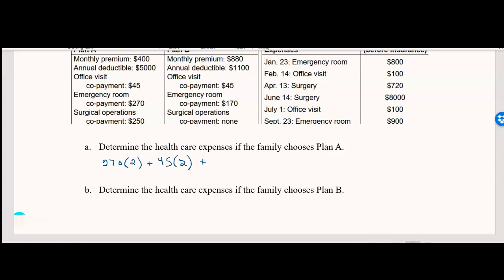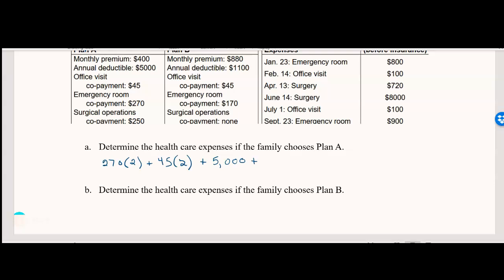Then we had surgery. Now, if I look over here, we have an annual deductible of $5,000. That means with surgery, the deductible would be paid first. Anything else the insurance would pay. Go over here and look at surgery. We had 2 surgeries. They were over $5,000. So that means the $5,000 would have been paid first. That's the deductible for the surgeries. All right, do we have anything left?